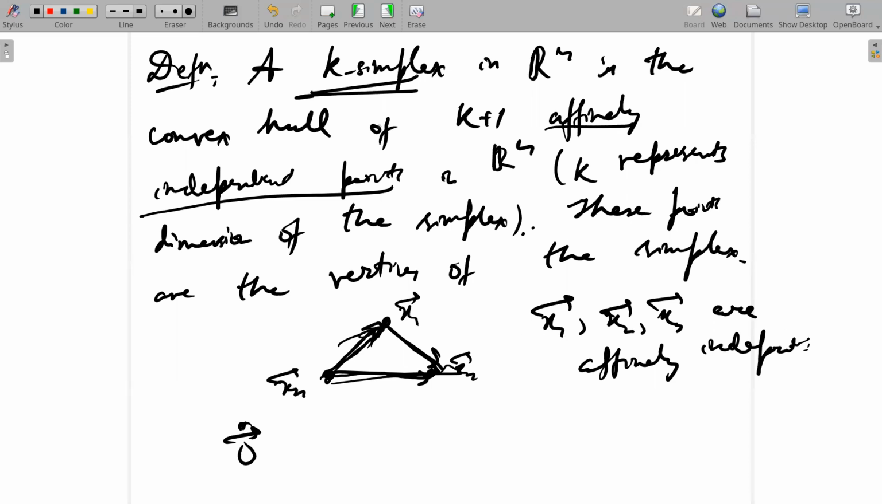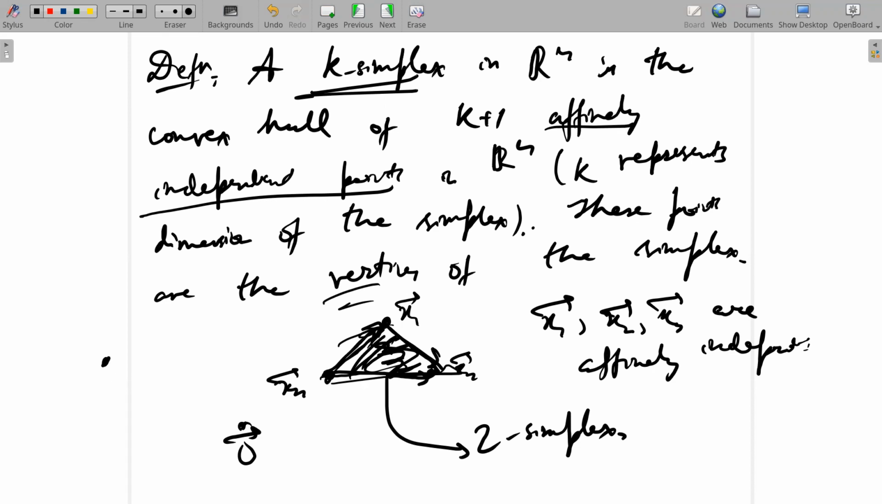So here I would say this is a 2 simplex. This triangle right here, this shaded triangle, is a 2 simplex. Why so? Because I have 2 plus 1, that is 3 affinely independent points, and it is a convex hull. And these 3 points are the vertices of the simplex. That's what the definition means. So let's go in higher dimension. Let's embed this R2 in R3. So then again, this is a 2 simplex.